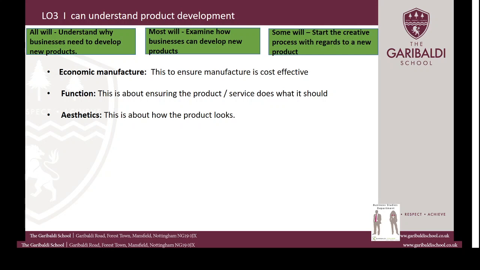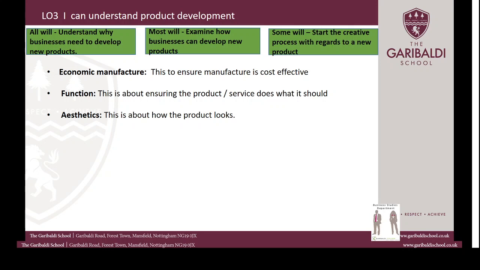So for example, some products might not need to produce the product at a really cheap price. So for example, if you looked at a Rolex watch, economic manufacture wouldn't be the key element because it will be commanding a premium price. So they haven't got to worry about producing the product as cheaply as possible.